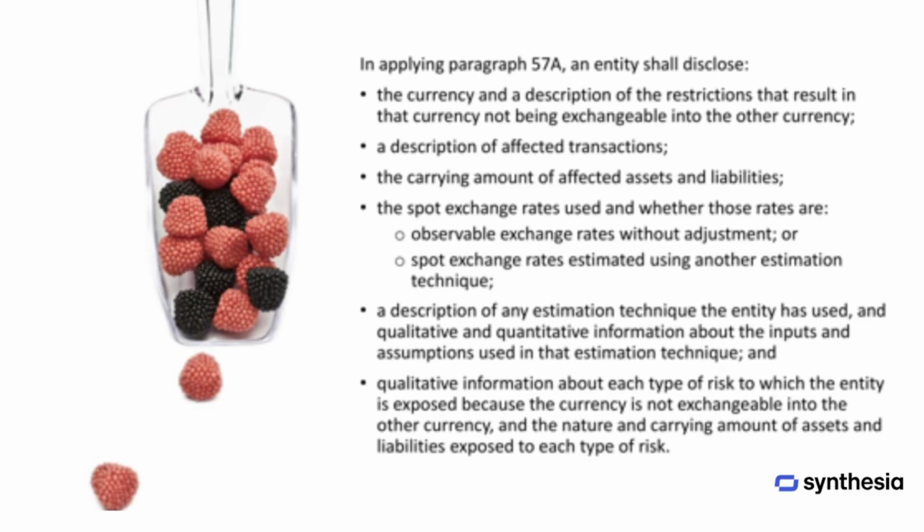This includes stating whether these rates are observable exchange rates without adjustment or spot exchange rates estimated using another estimation technique. If an estimation technique has been used, the entity must describe this technique in detail. This includes providing both qualitative and quantitative information about the inputs and assumptions involved. Finally, the entity should provide qualitative information about the types of risks it faces, because the currency is not exchangeable into the other currency. It should also describe the nature and carrying amount of the assets and liabilities exposed to each of these risk types.